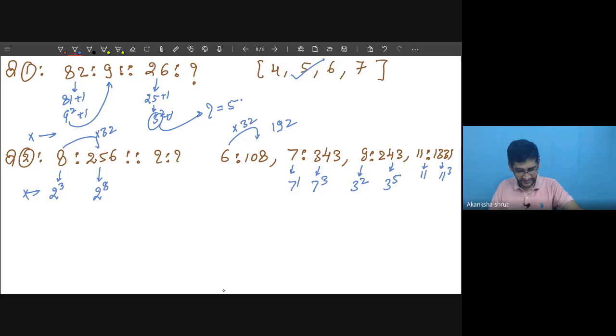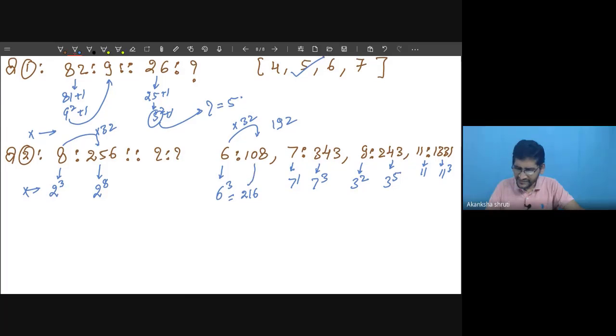What can we write for this? Yes, what can we think for this 6 and 108? What are the possibilities? Student, observe this. We are getting that every time it is something like a cube. What is 6 cube? If you calculate this 6 cube, it is 216. But what is given? 108.